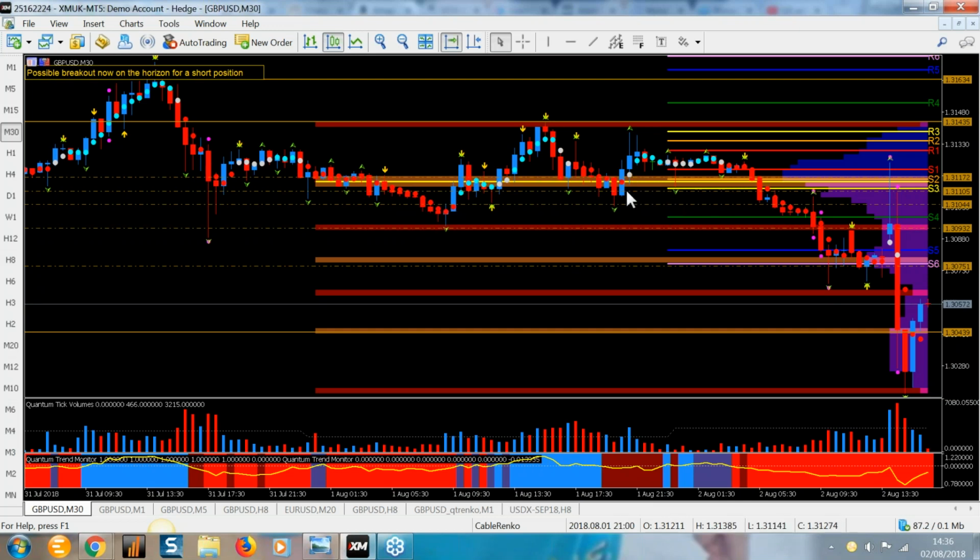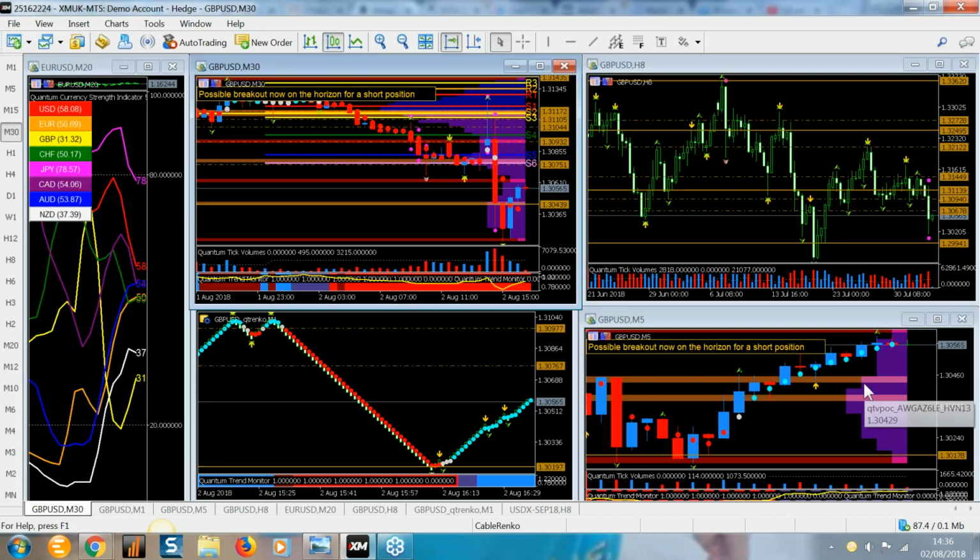Could you have taken some trades in there in a couple of those candles? Quite possibly, but you have to keep getting faster and faster on your charts. And the reason we had this is because the market was waiting for the news. So that's that one. That's all I've got to say on that.